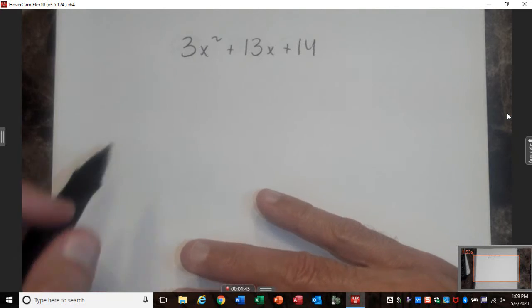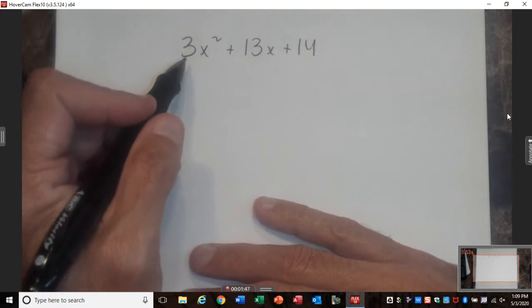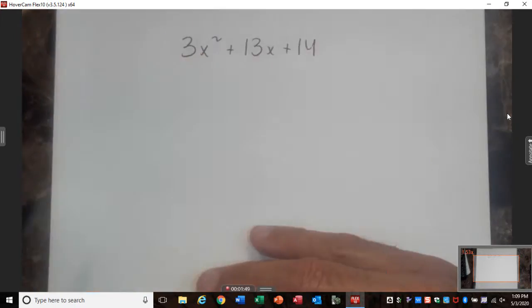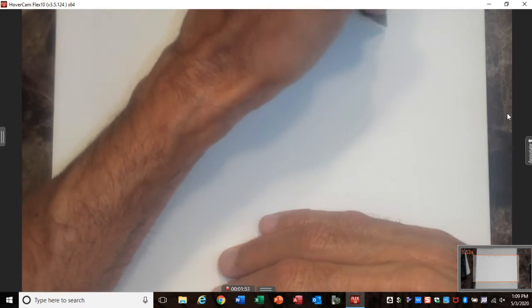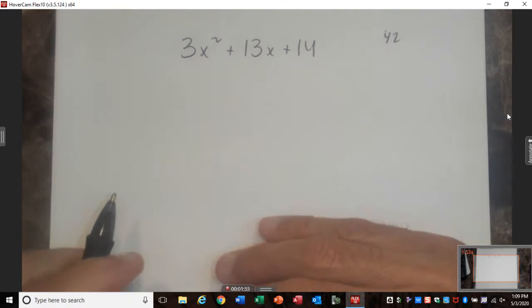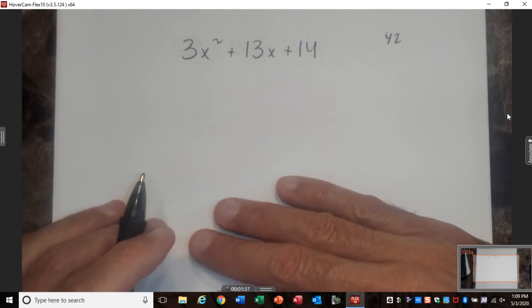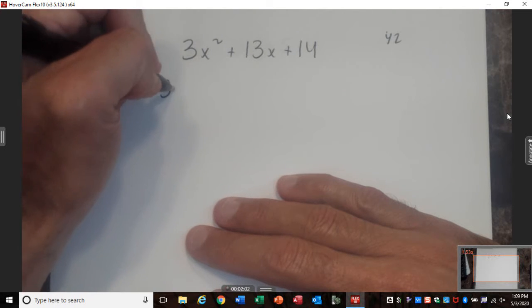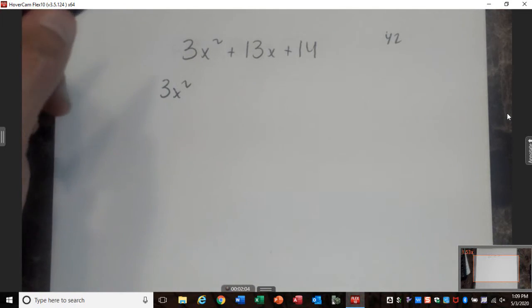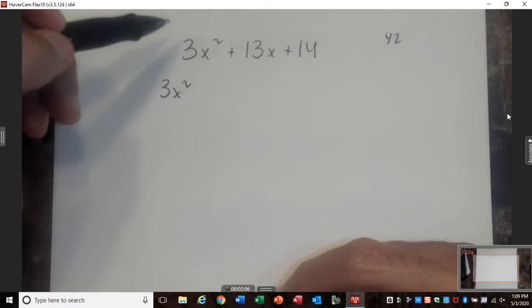What we're going to do is take the 3, the first number here, and multiply it by the last number here. I'll explain the y's as we go. 3 times 14 is 42. So just put a 42 off to the side. And here's what we're going to do. We're going to rewrite the 3x squared down below. Okay? And then we're going to ask ourselves this question.